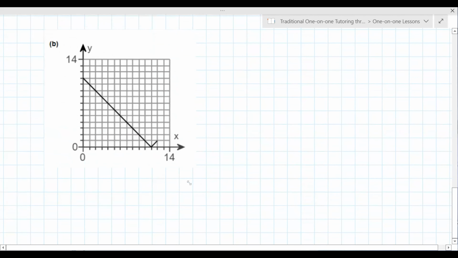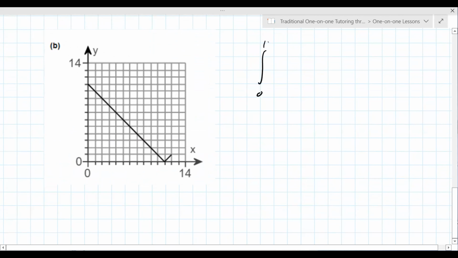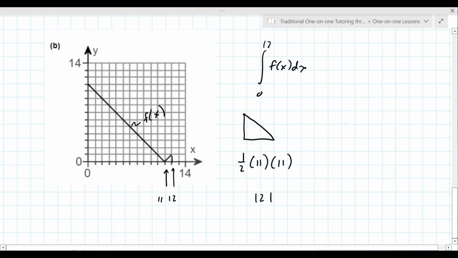So part B, again, you're doing it from 0 to 12 of f of x dx. Your f of x is this function, and here is 11, and then there is 12. So you actually have two triangles. The first one is, again, 1/2 base times height. Your base is 11, and your height is 11, which gives 121. Then that other triangle, same formula, 1/2 your base times your height. Your base is 1 and your height is 1, so that's 0.5.